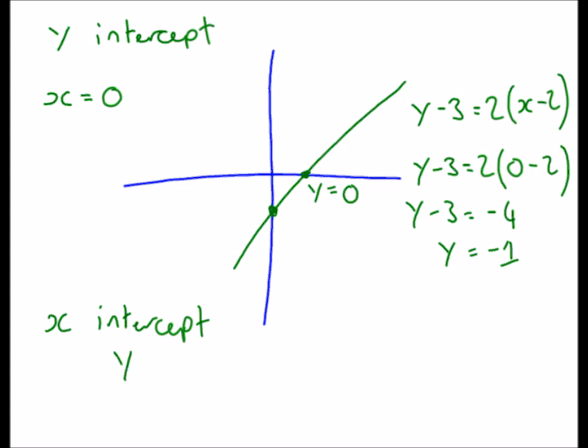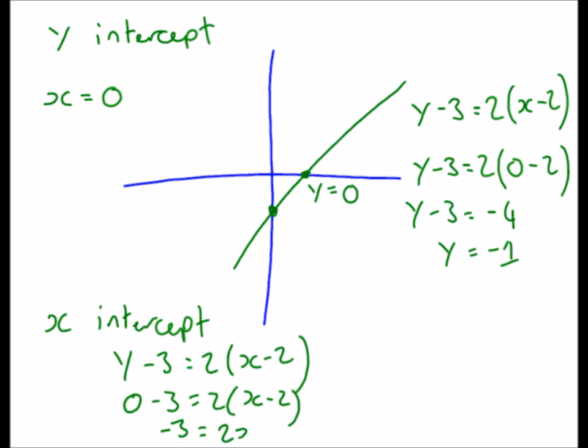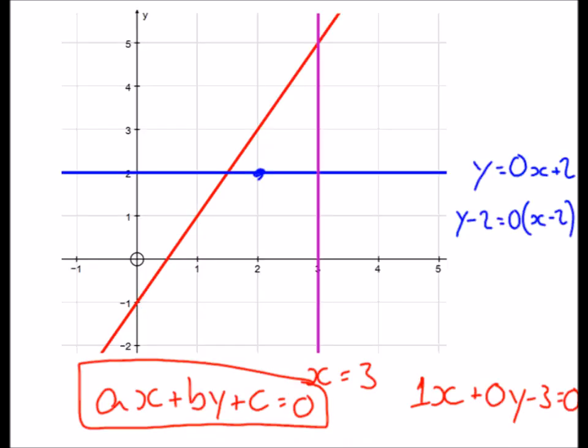I can start with my equation for my line, and then just put 0 in for y. So I'll get 0 minus 3 equals 2(x minus 2). So I get minus 3 equals 2x minus 4 by expanding my brackets. I add 4 to both sides, which gives me 1 equals 2x. So my x-intercept is going to be at a half. Let's just check that that was correct. You can see here my x-intercept is indeed at a half.